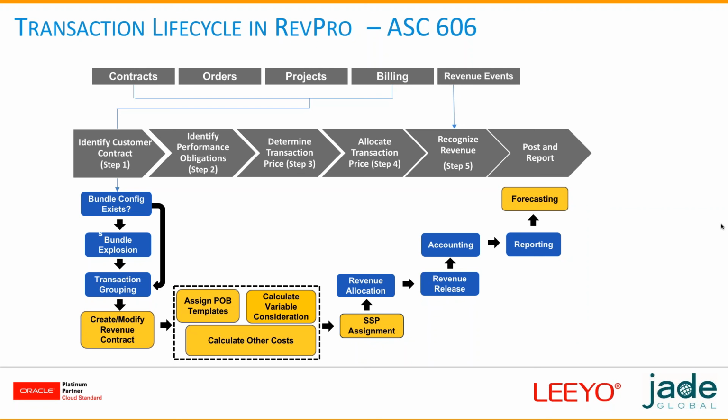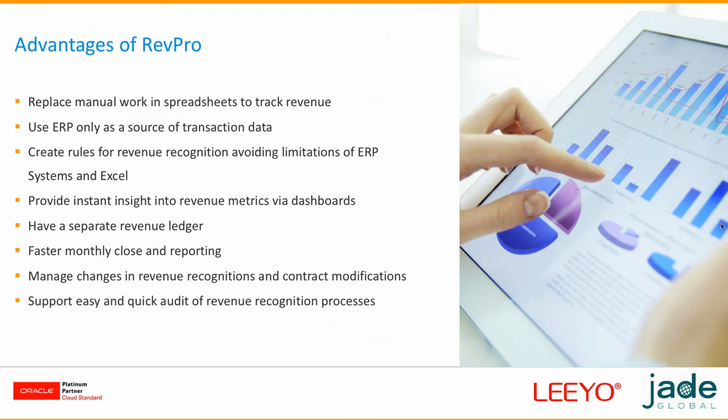and report it back into your GL. And these are very high-level advantages of using RevPro: it eliminates your manual work using spreadsheets, and you have all these different reports within RevPro where you can track your revenue and the life cycle of that particular transaction, like how much you have recognized so far and how much you are supposed to recognize in the future.